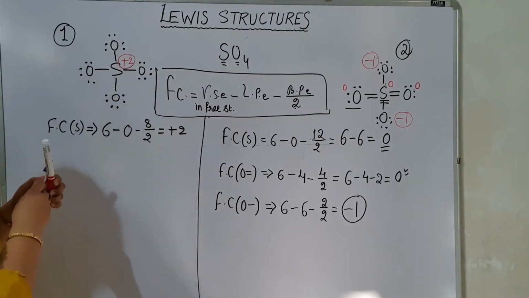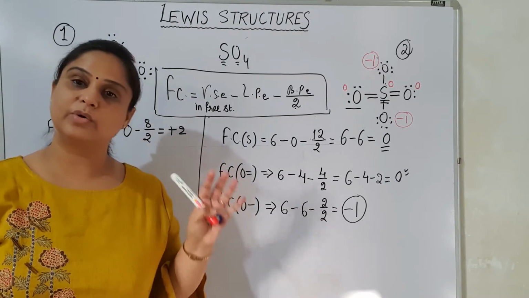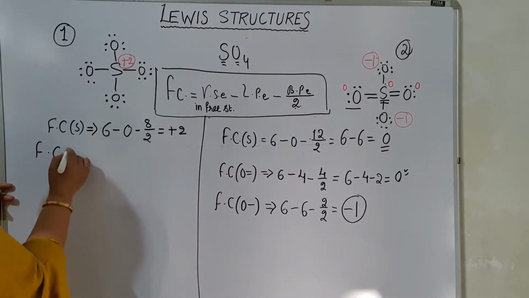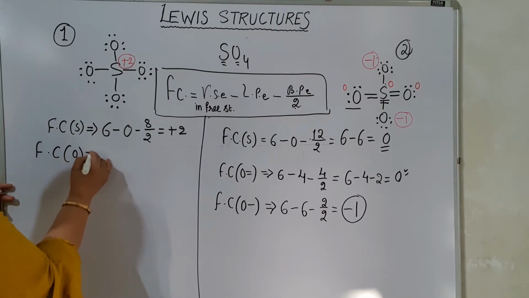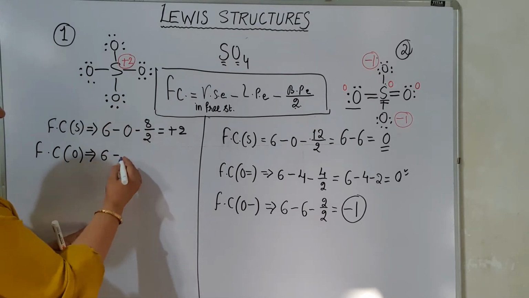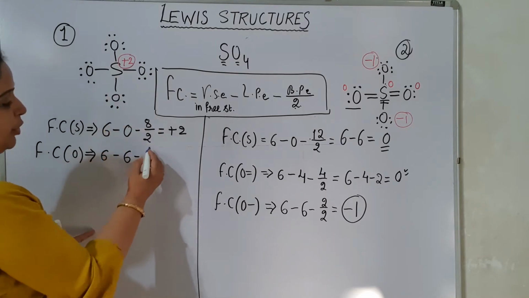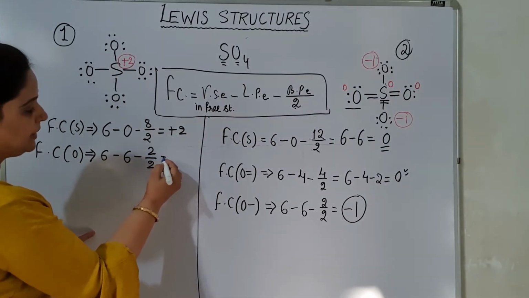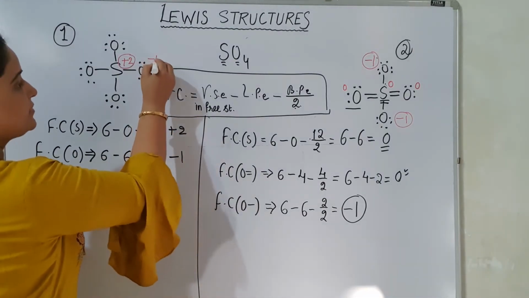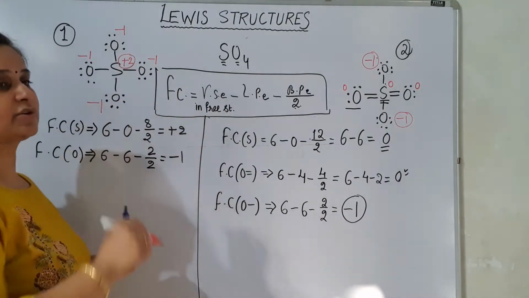Okay. Now let's find out the formal charge on any of the oxygen atoms, because all the oxygen atoms here are bonded in the same way. So this is the formal charge on oxygen. 6 electrons in the outermost shell. Every oxygen has 6 lone pair electrons, and every oxygen has 2 bonded pair electrons divided by 2, and the charge will be minus 1. So I can say that there is a minus 1, minus 1, minus 1 and minus 1 charge on each oxygen atom.